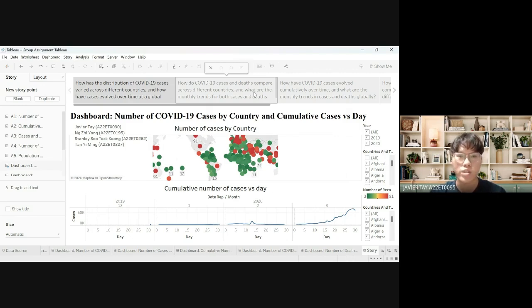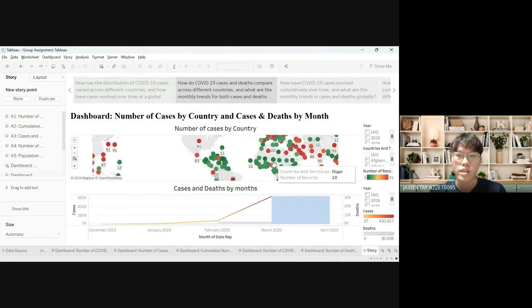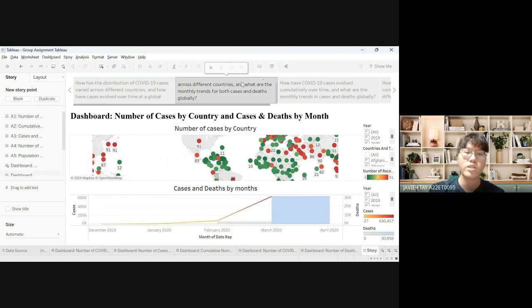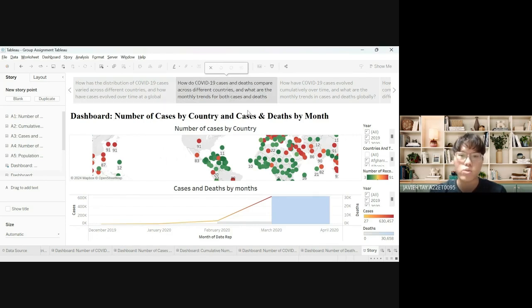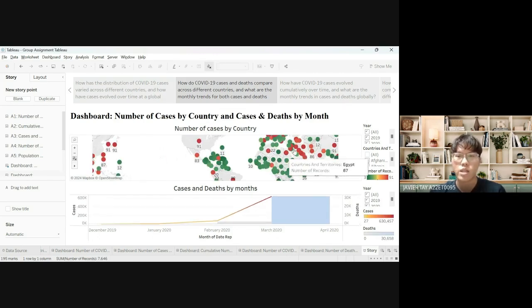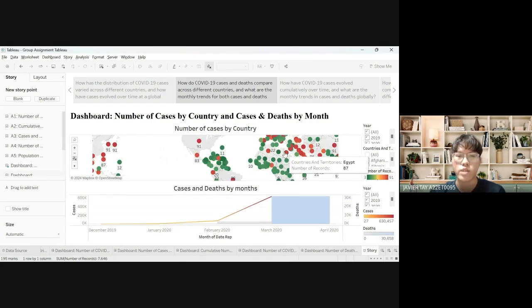pandemic in various regions. So the next dashboard is called number of cases by country and cases and death by month. So the business question is how do COVID-19 cases and death compare across different countries, and what are the monthly trends for both cases and death globally? So this dashboard combines the total number of cases in each country with monthly trends for both cases and death, enabling stakeholders to compare the current situation in different countries and understand the patterns over time.